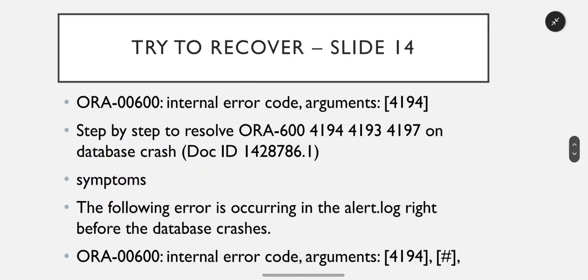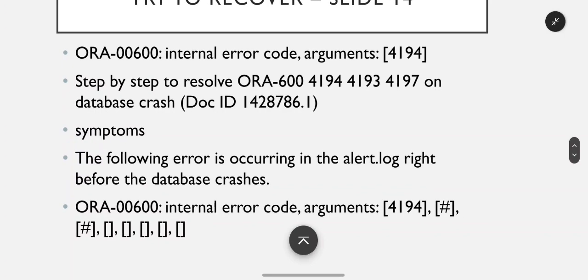Now if you are looking at the errors, ORA-00600, internal error code, argument 4194. Now we have to go step by step to resolve this error. ORA-600 4194, 4193, 4197 on database crash. This, or you can see the document ID 1428786.1.